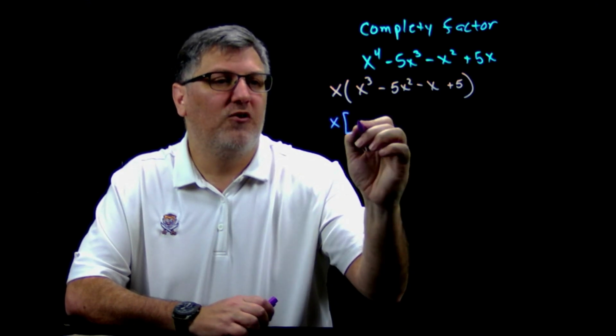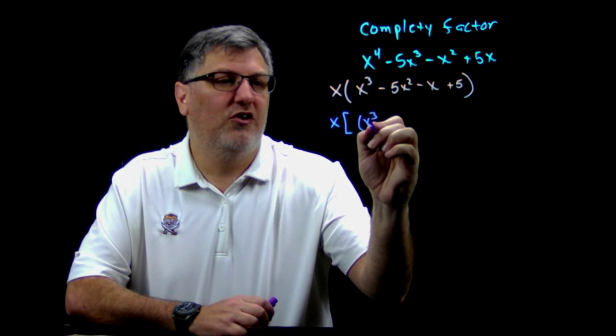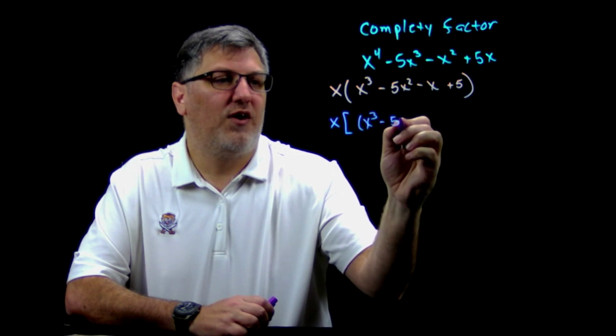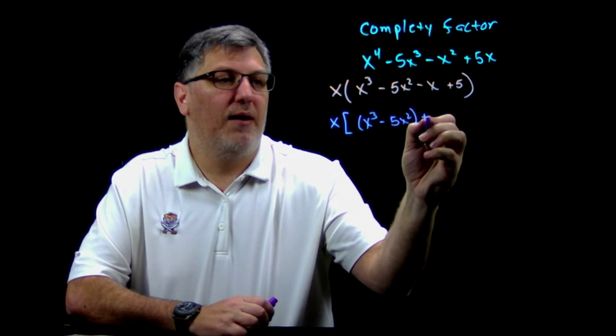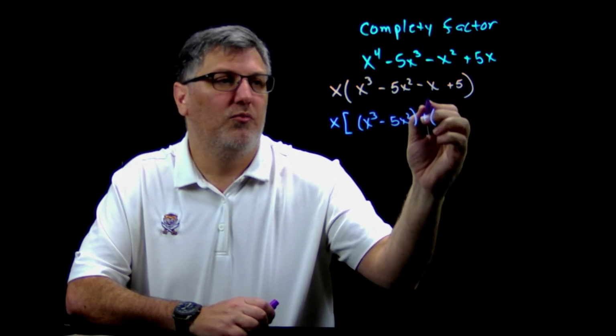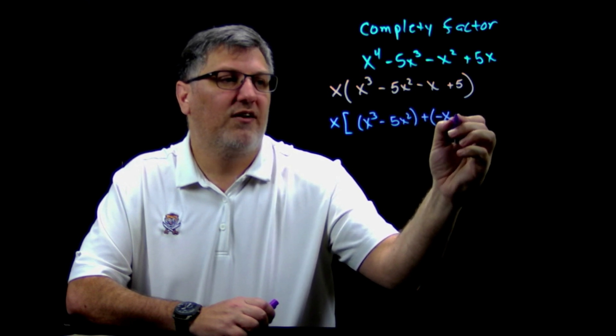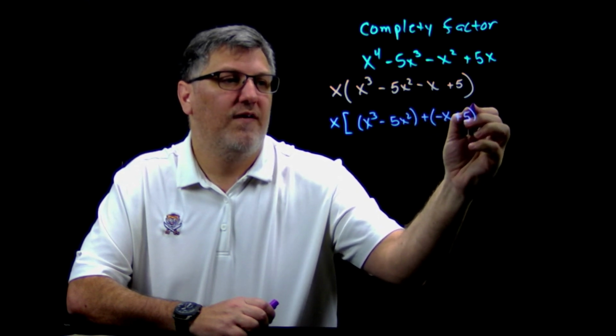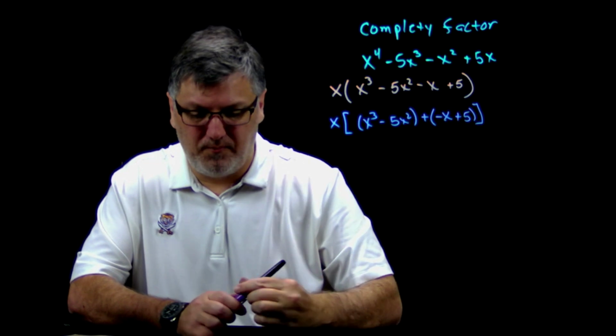And I'm going to group my first two. I have x cubed minus 5x squared. I'm going to put my plus sign in between my groups, and I have a negative x plus 5. All right, so I've grouped them.